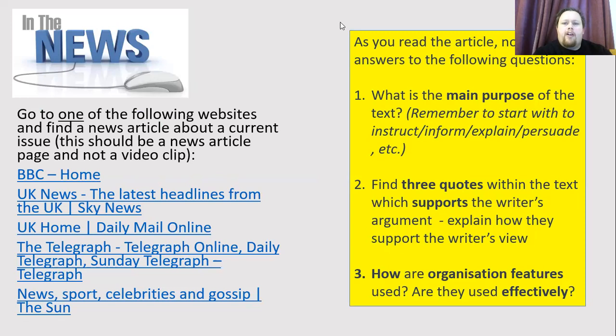So as you read the article, I'd like you to note down answers to the following question. What is the main purpose of the text? Remember, you need to start with to instruct, to inform, to explain, persuade, so on. I'd like you to try and find for your second activity 3 quotes within the text which support the writer's argument. Explain how they support the writer's view.